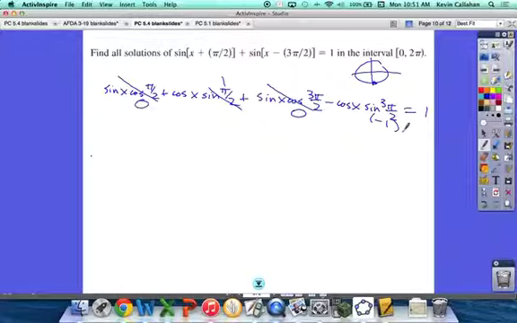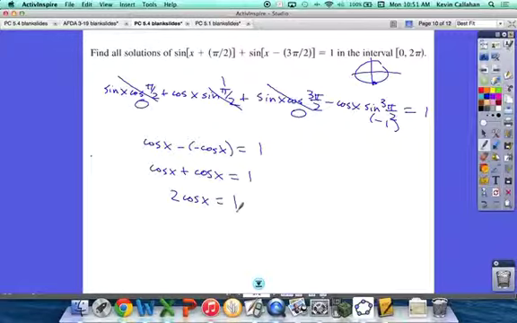Right, when we put all that together, two of our terms dropped out. We're left with cosine x minus negative cosine x equals 1. There's the minus and negative, which means this is cosine x plus cosine x equals 1. So 2 cosine x equals 1. At that point, it should look like one of the simplest equations that we solved before, right? Just divide by 2. Cosine x is a half.